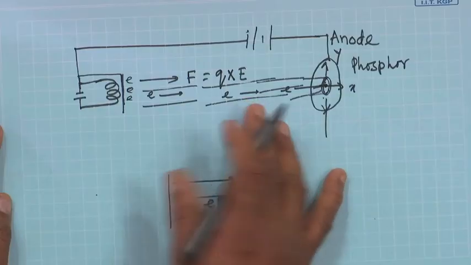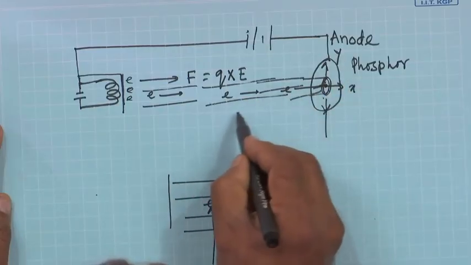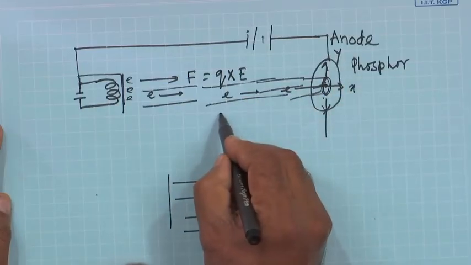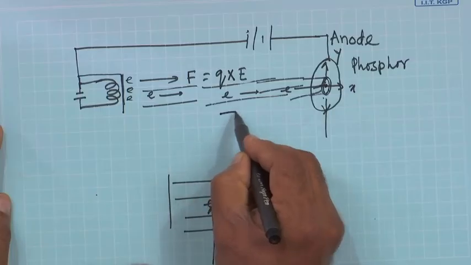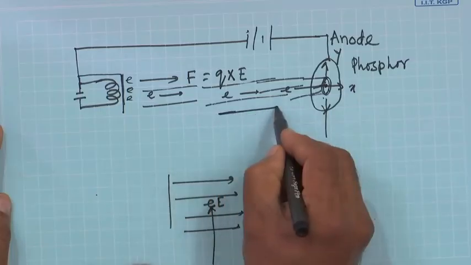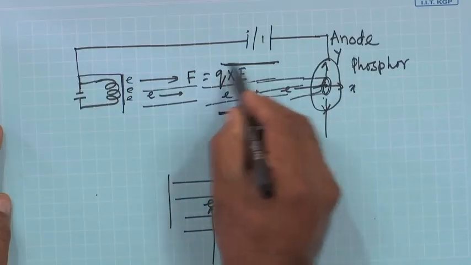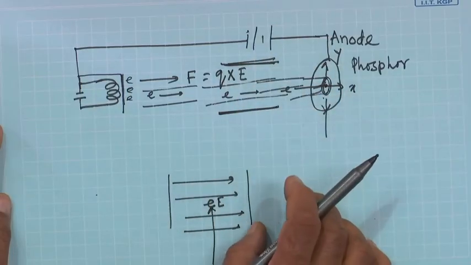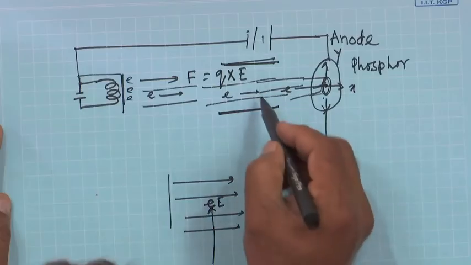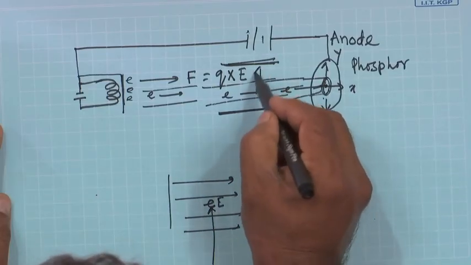So, if I arrange here along the y axis two metal plates and apply voltage, it will give an electric field along this direction.